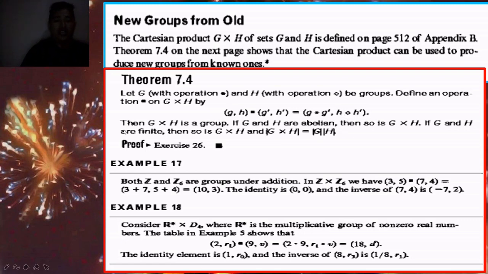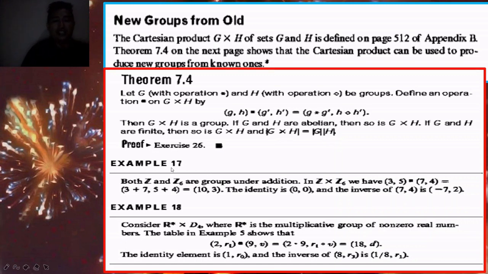Okay. Then G cross H is a group. And then if H and G are abelian, then G cross H is abelian. If G and H are finite, then G cross H is finite. So ang order ni G cross H is equal to the order of G times the order of H. Okay, ang proof niya exercise.